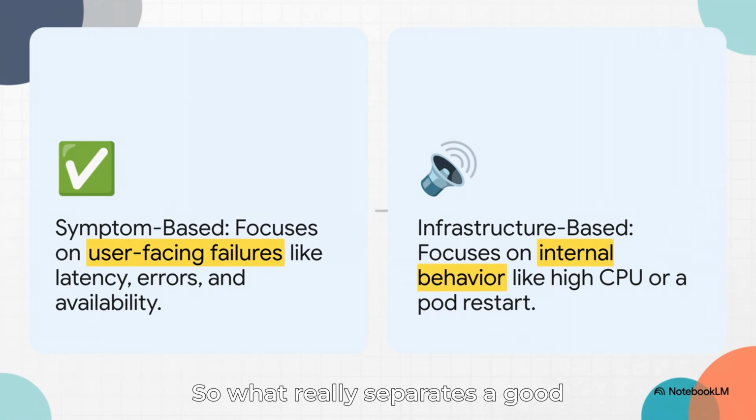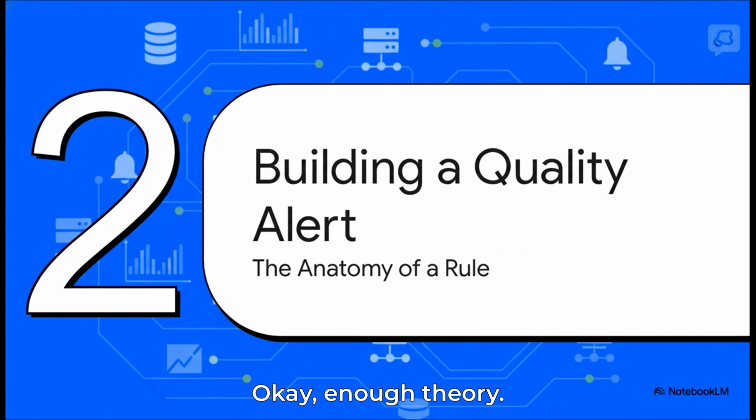So what really separates a good alert from a noisy one? Well, it all boils down to focus. A good alert is symptom-based. It tells you when your users are actually feeling pain, things like high latency, a spike in errors, or a drop in availability. A noisy alert, on the other hand, is usually focused on the infrastructure, like high CPU on a server. I mean, sure, that might be the cause of a problem, but if it's not actually impacting the user experience, do you really need to be woken up for it? Probably not.